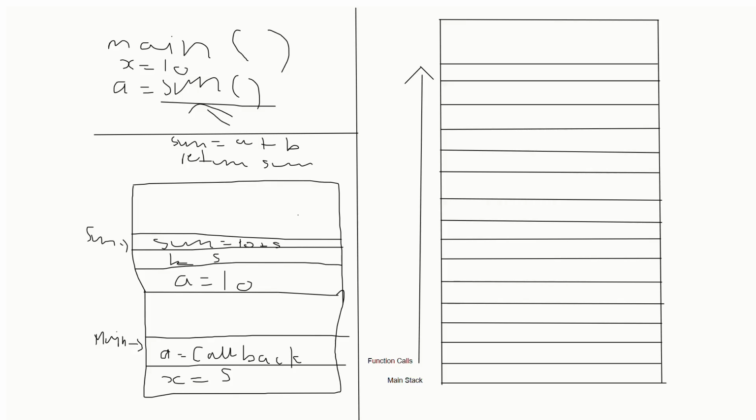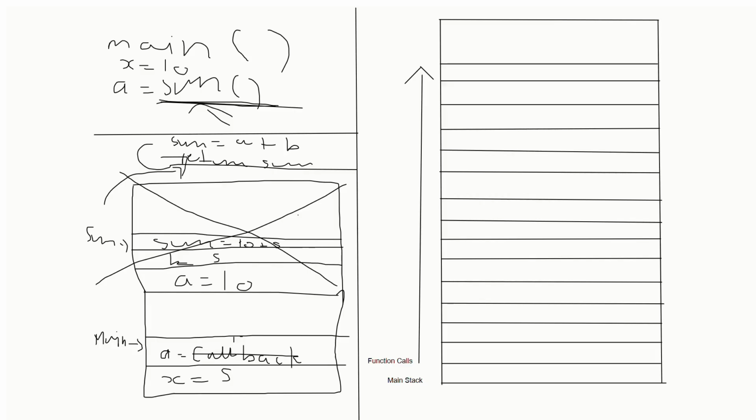We have to know that the sum stack will not be destroyed until we reach the return statement, which we reached at this point. So when it comes here, it's gonna see, okay, this is a return statement. It's gonna destroy the sum stack. It's gonna jump back to the main stack, exactly at this line where the callback happened over here. So at the a variable, we are gonna store 15.